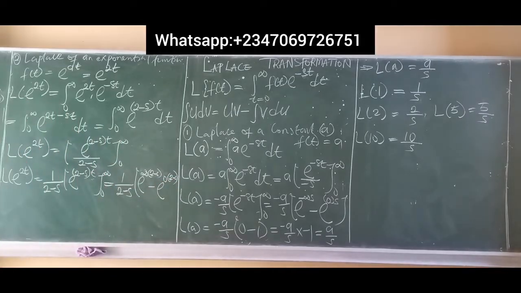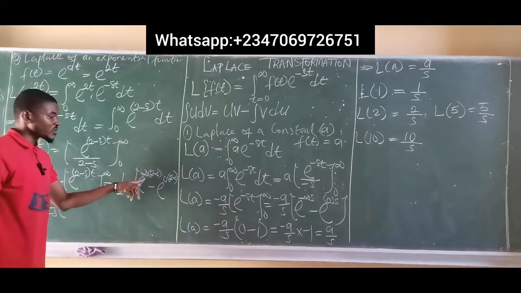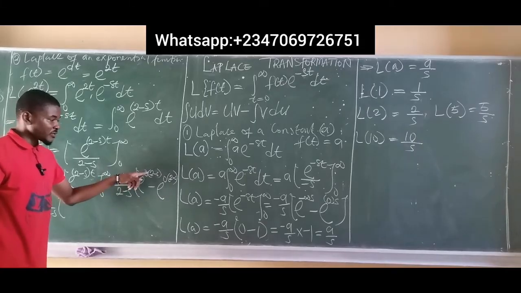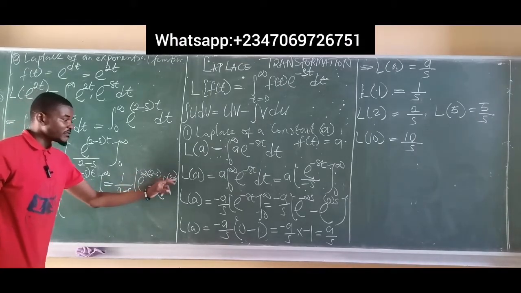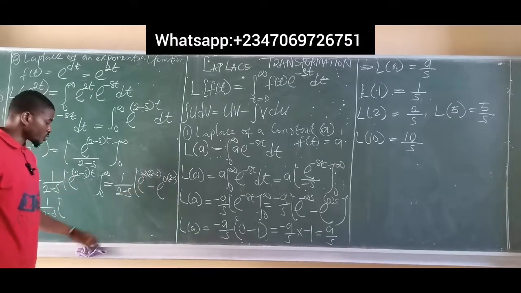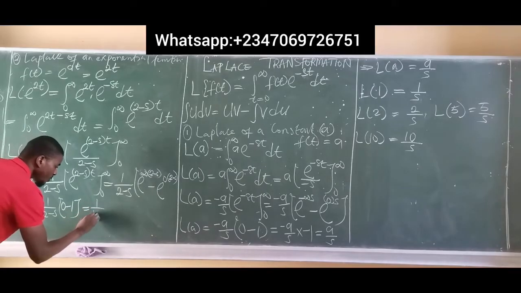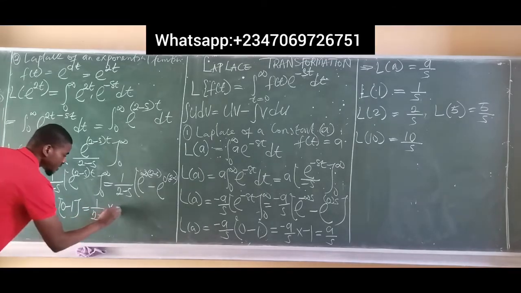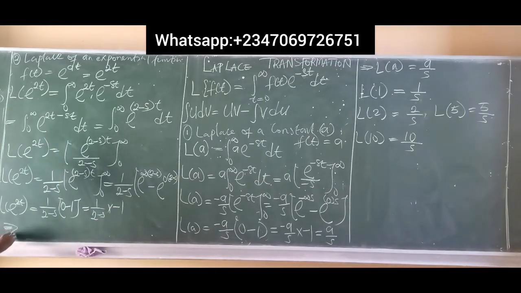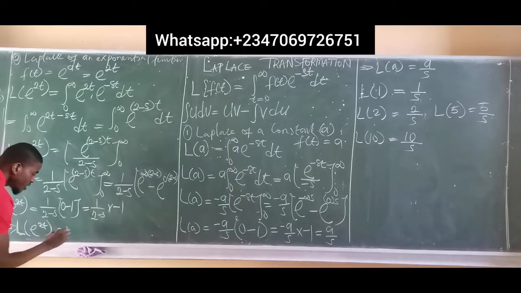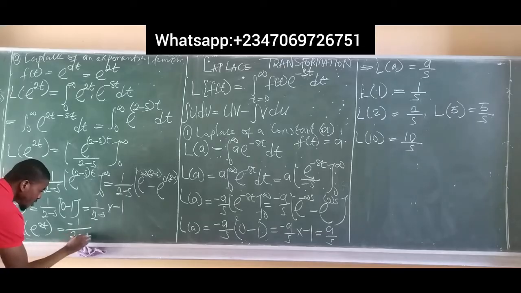So the Laplace of exponential 2t is now equal to 1 all over 2 minus s into, of course, exponential to infinity, which you treat as 0. Again, you have 0 times 2 minus s, so everything here becomes 0. Then you have exponential 0, which is 1. So this becomes 0 minus 1, and this is 1 all over 2 minus s multiplied by minus 1. Hence, the Laplace of exponential 2t is simply equal to minus 1 all over 2 minus s.